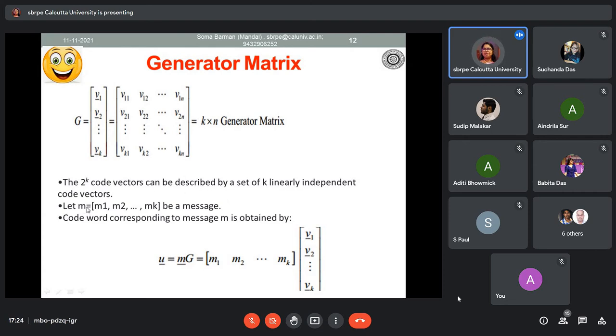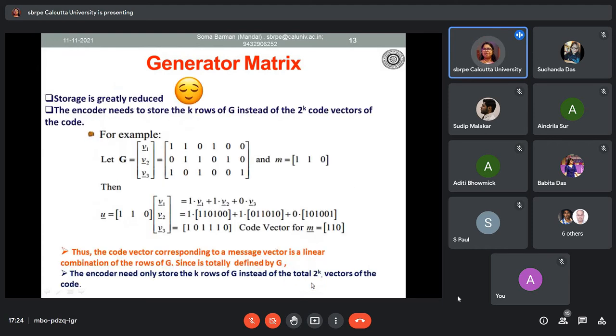Now, if m is equal to m1, m2 and so on, these are the message bits or digits. Each packet contains k message digits. Then how do you generate the code vector for any message? The code vector u equals m times G. G is V1, V2 up to Vk. Your message m1, m2 up to mk is multiplied with V1, V2 up to Vk.